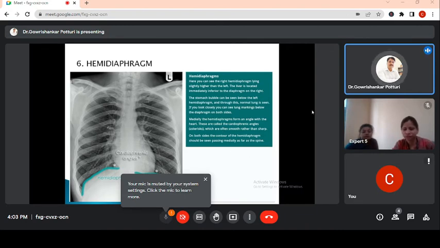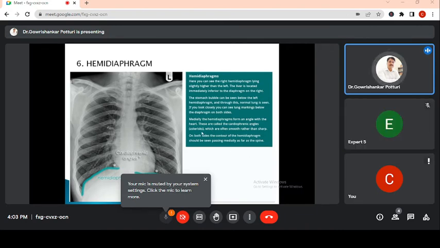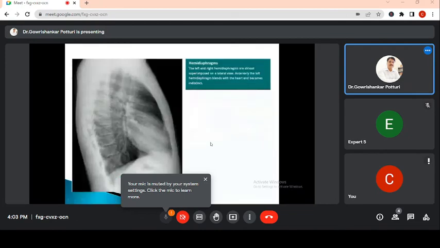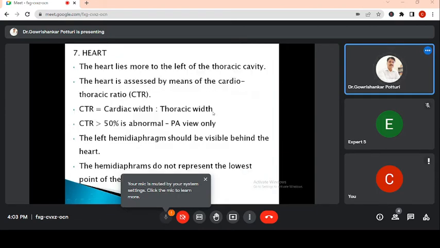Medially, the hemidiaphragm forms an angle with the heart. These are called cardiophrenic angles. The left and right hemidiaphragms are almost superimposed on a lateral view. Anteriorly, the left hemidiaphragm blends with the heart and becomes indistinct.